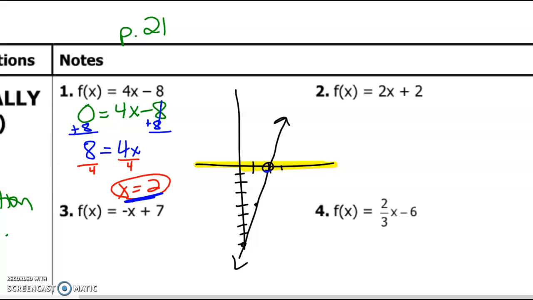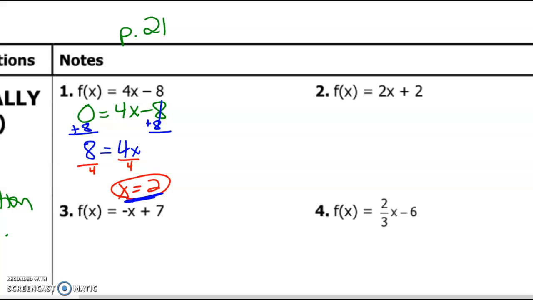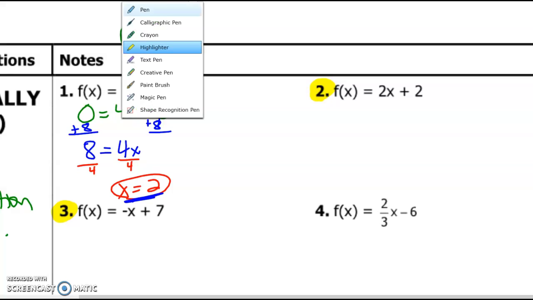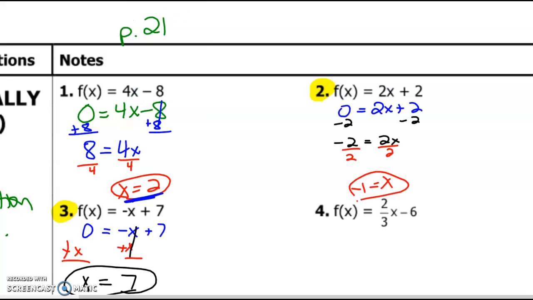All right, let's try number 2. Actually, why don't you guys pause your screen and try 2 and 3. So go ahead and try number 2 and number 3. 4 is a little tricky because it has a fraction in it. We just haven't done fractions very in depth this year, but you should be able to get 2 and 3. Okay, number 2 should be x equals negative 1, and number 3, x equals 7. Okay, number 4 is a little tricky because of the fraction.